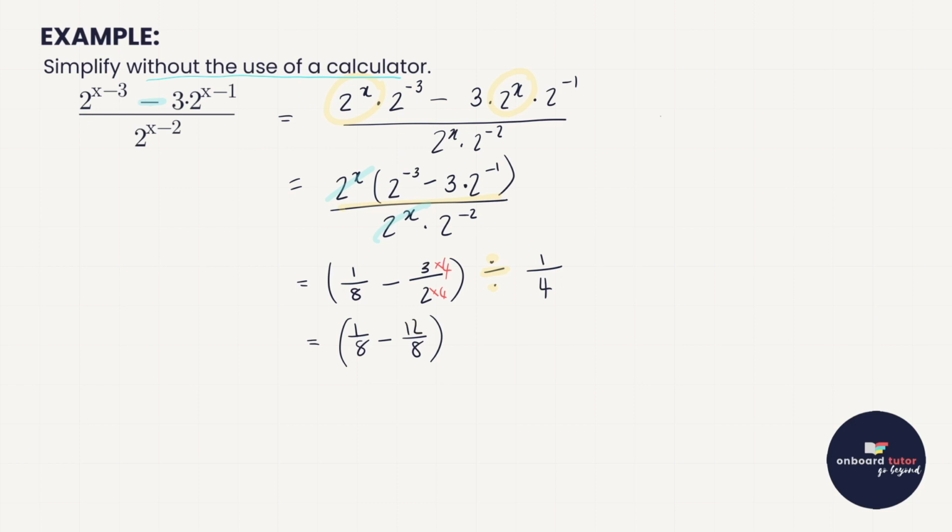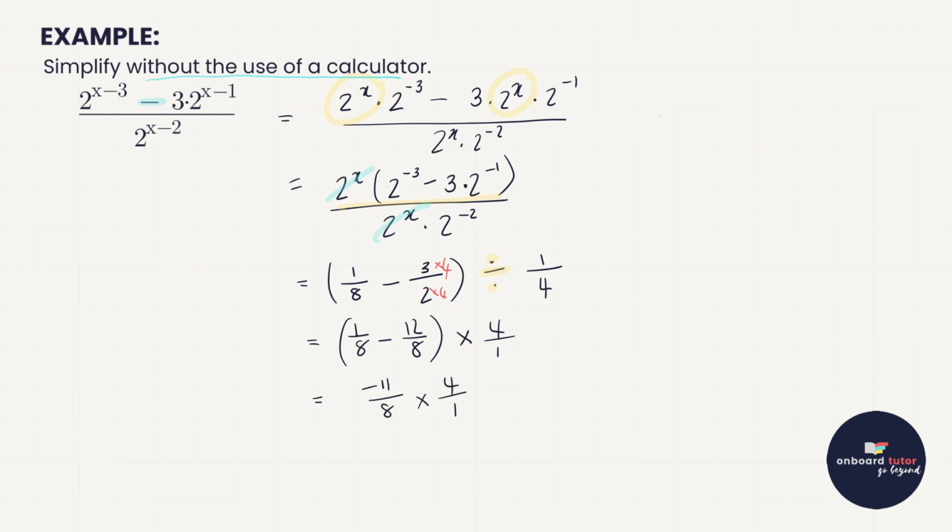3 times 4 is 12. Divided by, in fact, we can even change that already. We know just now we're going to multiply. So we can tip and times. Multiply by 4 over 1. Okay. So we end up with 1 minus 12, so minus 11 over 8 times 4 over 1.